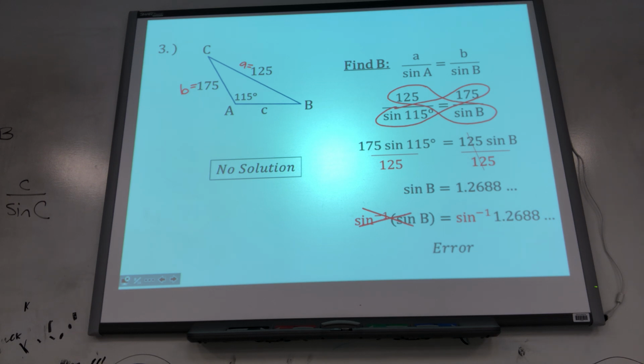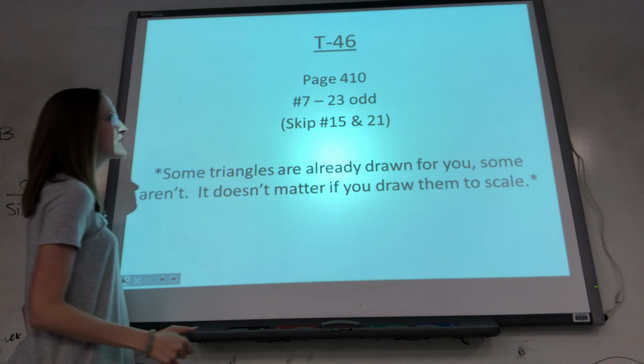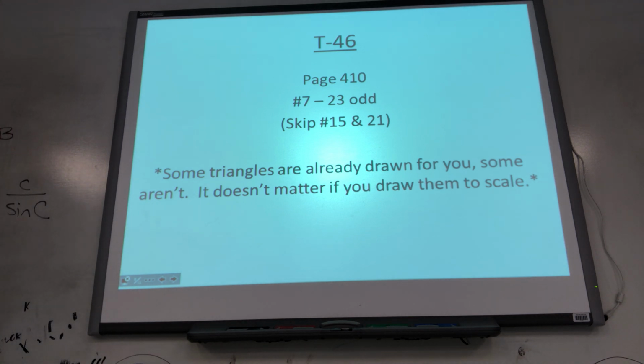All right. Now, I'll go ahead and put the assignment up here. And I've got a note down here at the bottom, which I'll explain in a second. But it's T46 from page 410. We'll do 7 to 23 odd. Please don't just copy the answers from the back. Actually show your work. Show me how you set it up with these formulas. But you can skip numbers 15 and 21. You don't have to do those two.